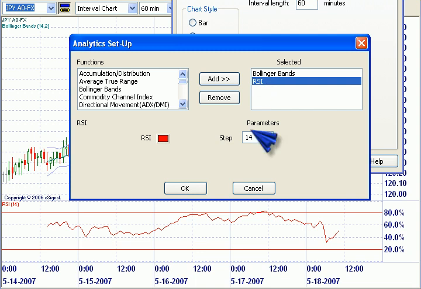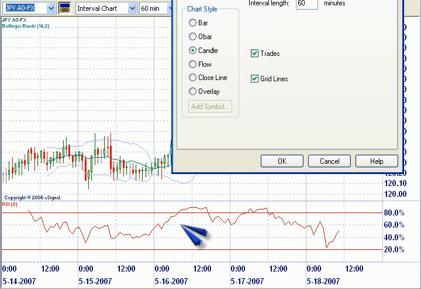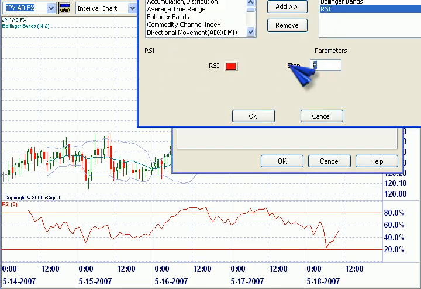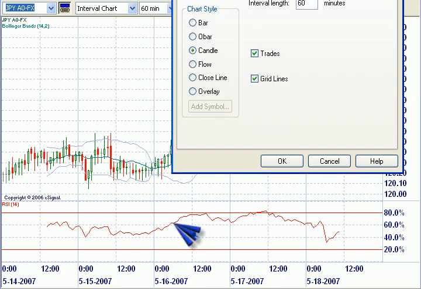In RSI, you want to test or experiment with your step parameter and see what it will yield. For example, the default is 14. If we drop that to an 8, what will that do? If it's 14, you can see how you do not get as many signals. Okay, the larger the number, right?